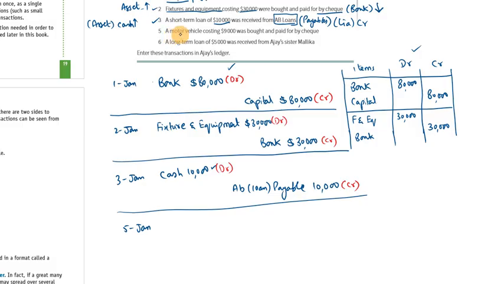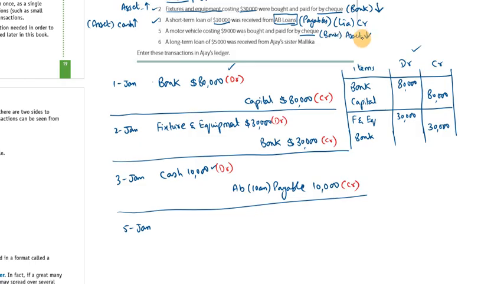Now the next entry is on 5th January. A motor vehicle costing 9,000 was bought and paid for by check. Check means there is the involvement of bank. So bank is an asset. If we purchase a motor vehicle and the payment is made by check from the business bank account, bank is an asset.